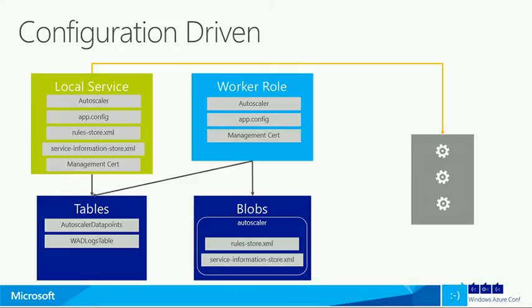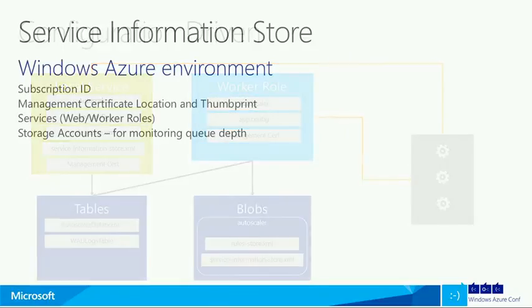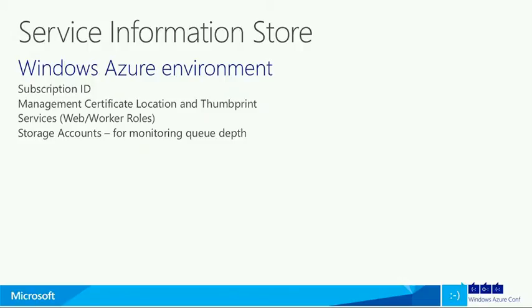If I have multiple instances of my worker role, I can also configure Wasabi to use blob leasing to control execution so that only one instance of this role is going to be able to do the work at any time. And then that worker role could call the service management API to update the configuration for our cloud services. So again, our service information file is going to contain information about our Windows Azure environment, the various subscription, management information, all that sort of stuff.